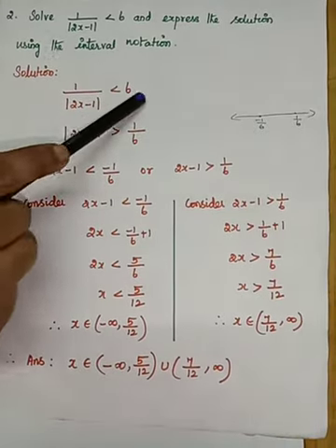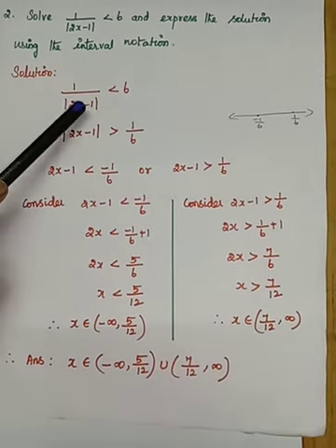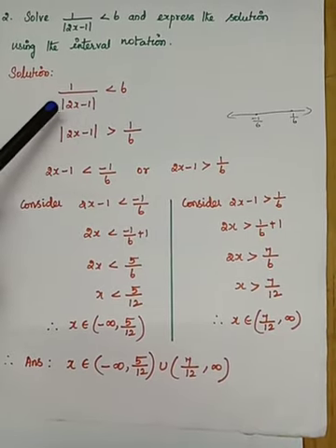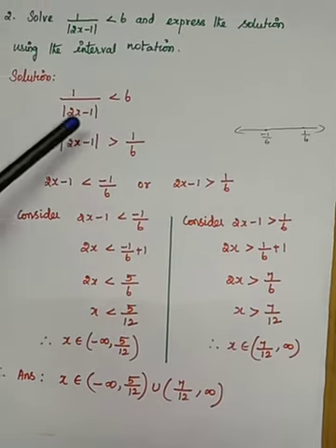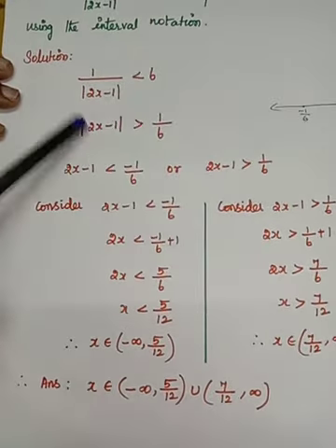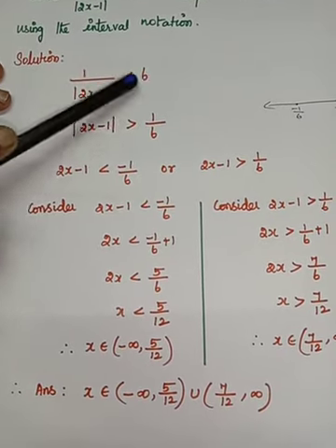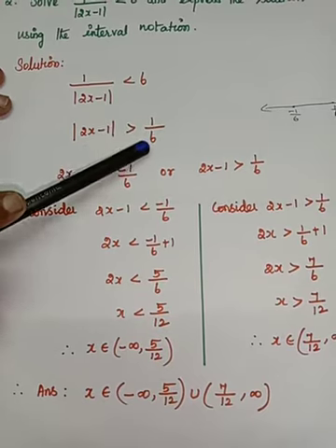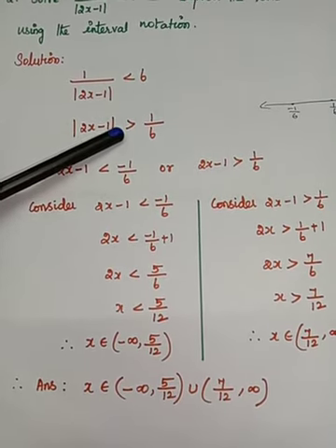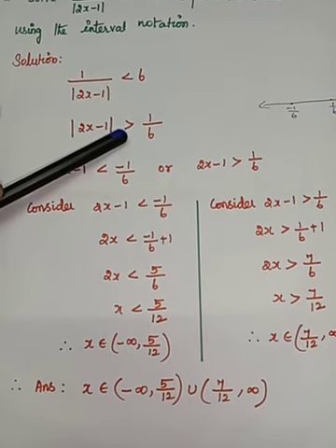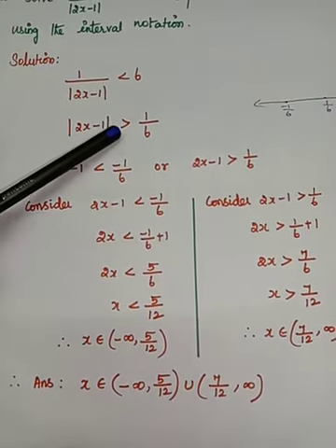So, I consider the problem. Your 2x minus 1 is written within the modulus. It is in the denominator, so we have to bring it to the numerator. I am going to reciprocate on both the sides. When you reciprocate this term, it is modulus of 2x minus 1. When you reciprocate 6, it is 1 by 6. Here the less than symbol is reversed, so you have to write greater than. When you reciprocate, the inequality will change.